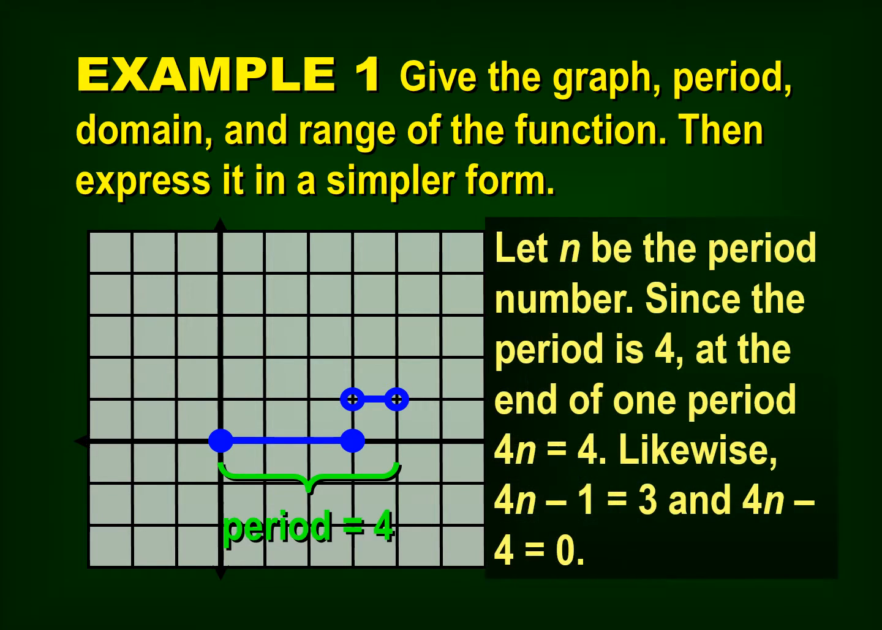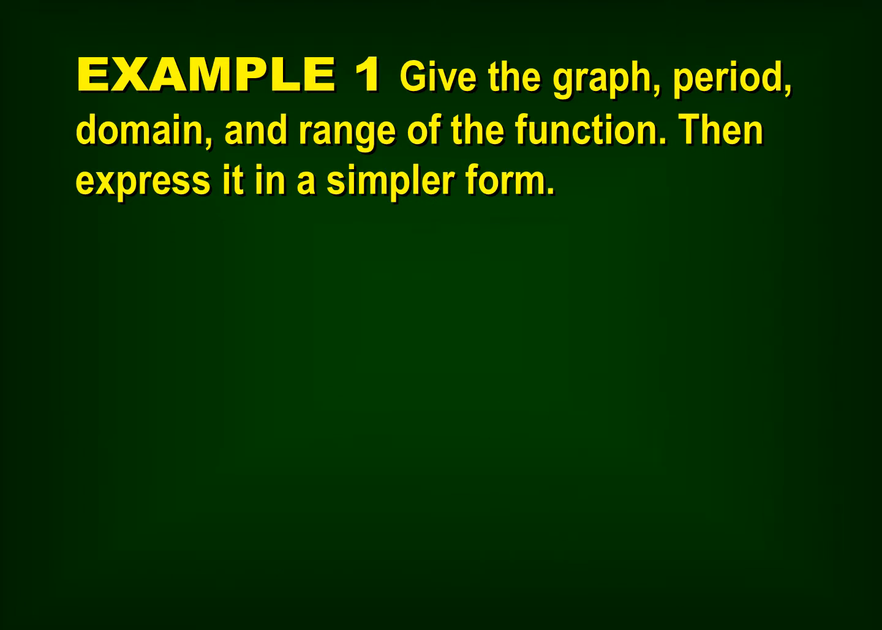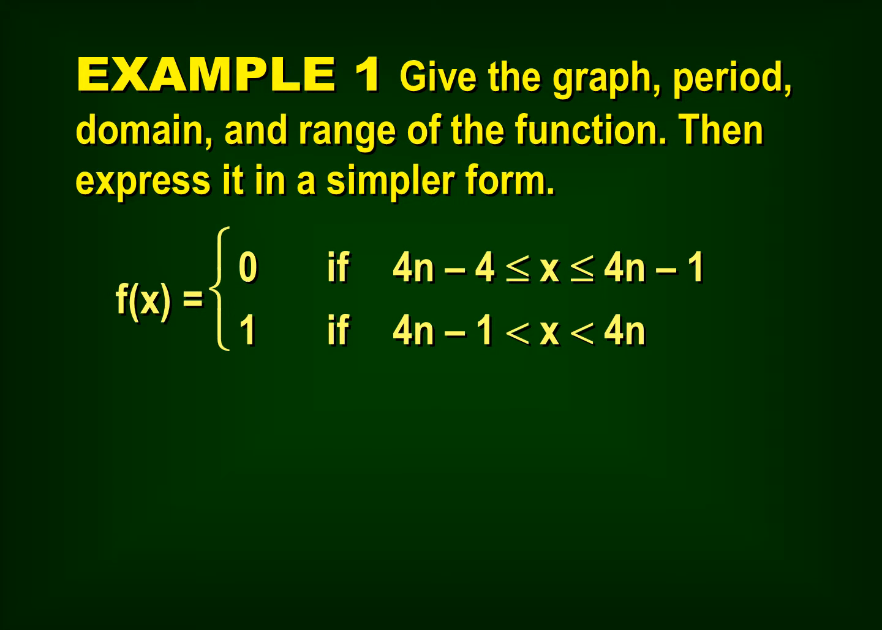So with this information, we can start thinking about how to simplify this. If we let n be the period number, meaning what period you're on, like if n is 1, then you're talking about just this first period. If n is 2, you're talking about the period that starts after that. 3 would start after that, 4 would start after that. So now we're going to express it in a simpler form.